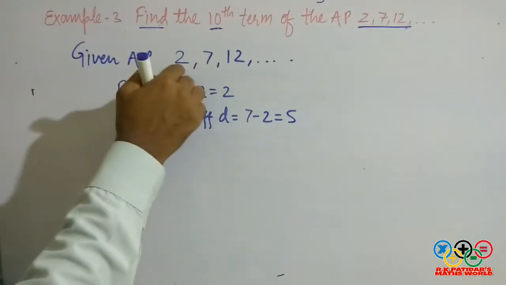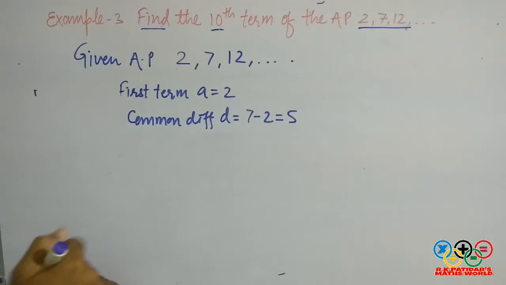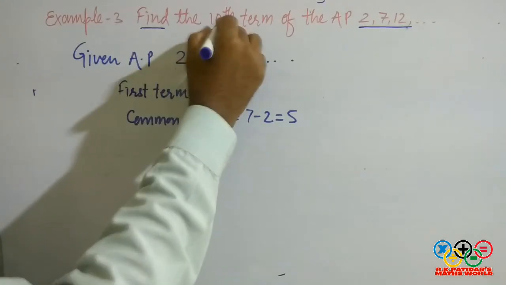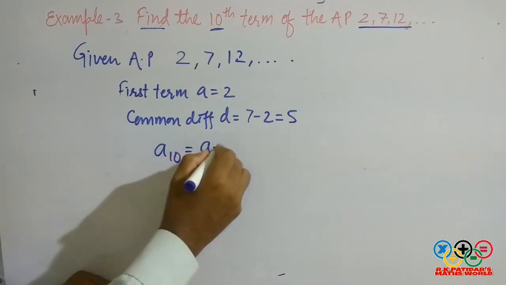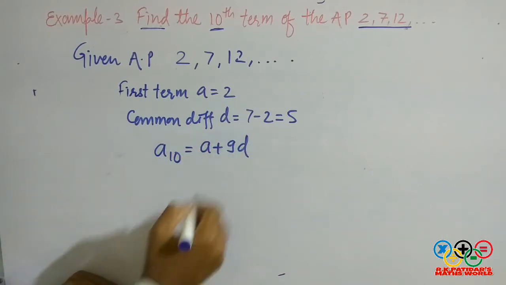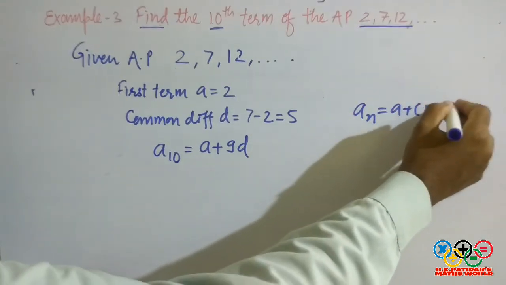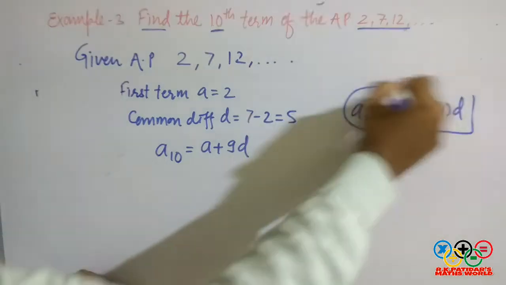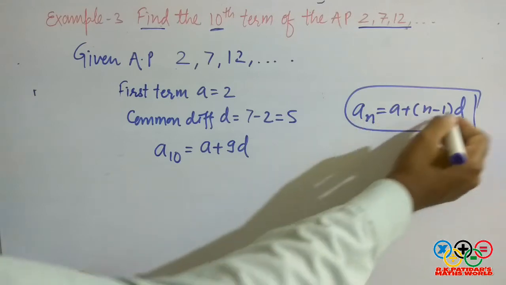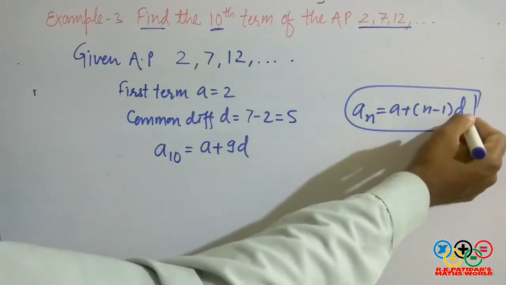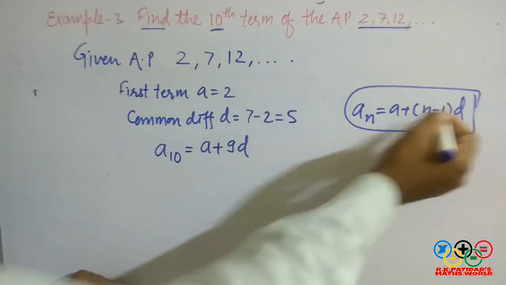ठीक है, सेकंड टर्म में से फर्स्ट टर्म माइनस कर देंगे तो कॉमन डिफरेंस हो जाएगा, थर्ड में से सेकंड कर देंगे तब भी कॉमन डिफरेंस मिल जाएगा. Now what we have to find out? We have to find out the 10th term. So the formula for the 10th term will be a plus 9d. Why is it so? Because we have an is equal to a plus (n minus 1)d. This is the formula for the nth term. So here if we write n, then the coefficient of d is 1 less than n. ठीक है, अगर 10th term फाइंड आउट करें तो 10 minus 1 9.